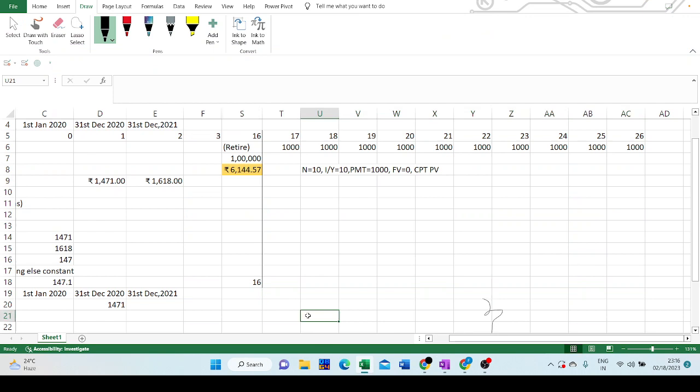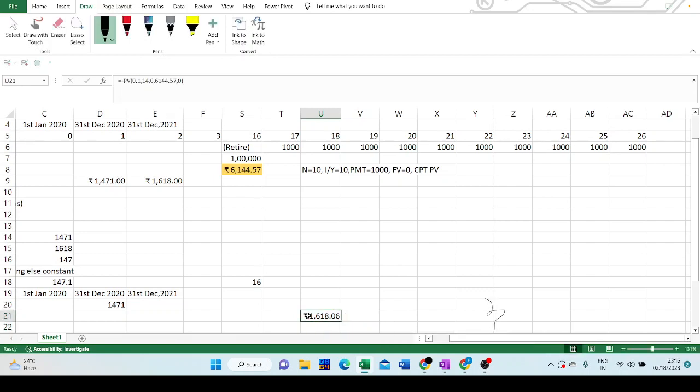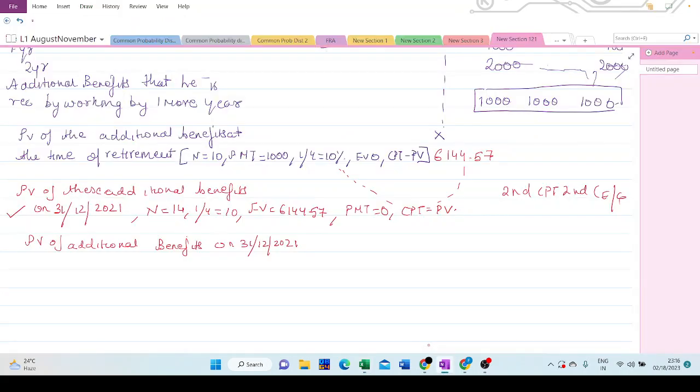मैं एक्सेल में कैलकुलेट कर लेता हूँ. मेरे को क्या निकालना है, PV. रेट आ गया मेरा 10%, number of periods हो गया 14, PMT 0, FV क्या था, 6144.57. 1618 आ रहा है, ठीक है ना? तो present value of additional benefits on 31 दिसंबर 2021 is 1618. Now this 1618 is what? This is your current service cost, right? And current service cost is what? Present value of additional benefits.